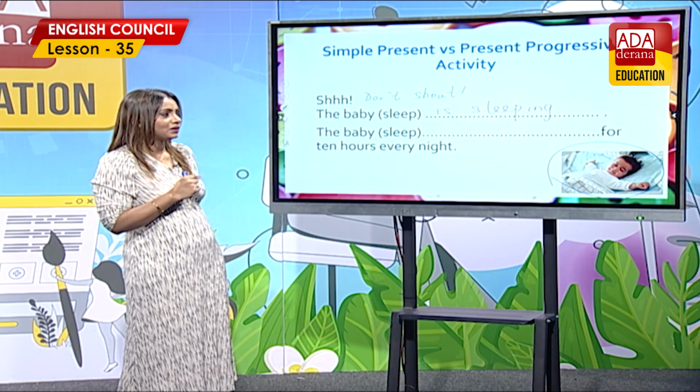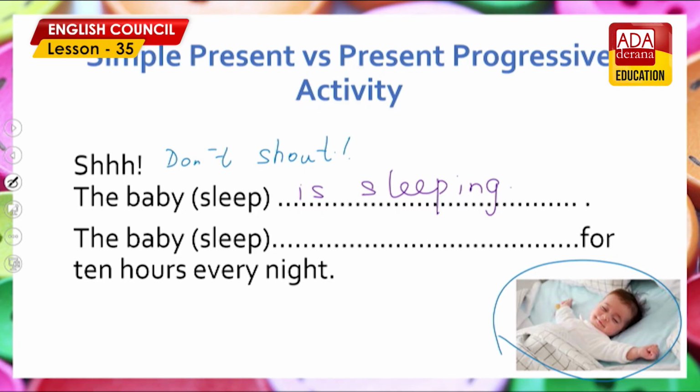What is the verb that you need for the second blank? The baby sleeps for 10 hours every night. And now Ellie is 11 months old. So now usually she sleeps 10 hours every night. Can you see that triggering word? Every night.